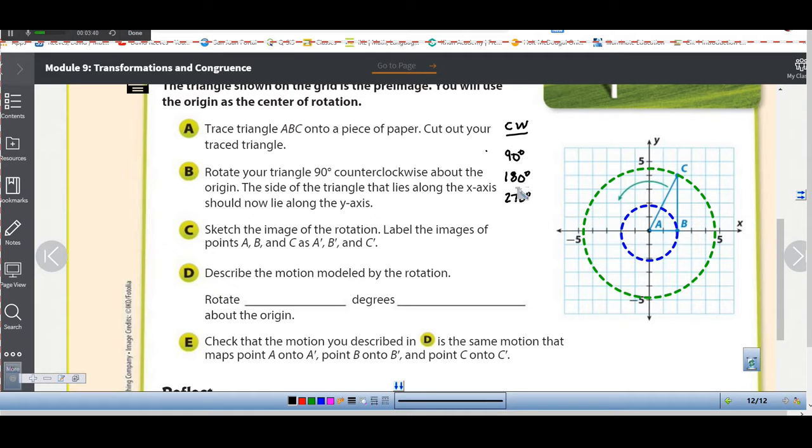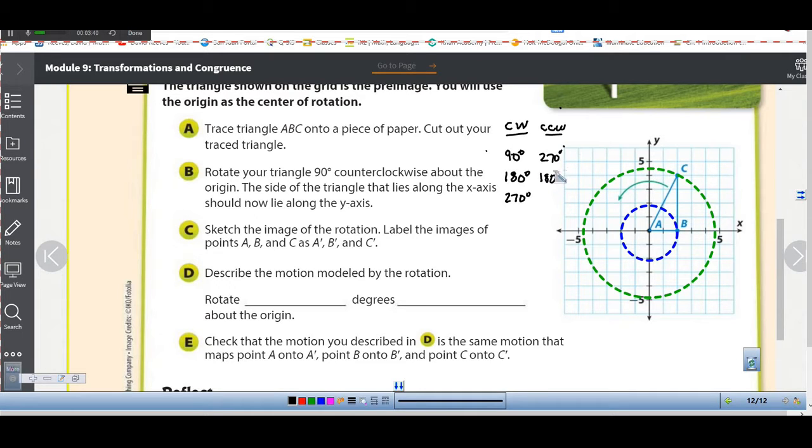Which of course will have a counterclockwise equivalent. If we were to go counterclockwise, let me move this over just ever so slightly so I'm not in my grid. All right, 270 degrees counterclockwise is the same as 90 degrees clockwise.